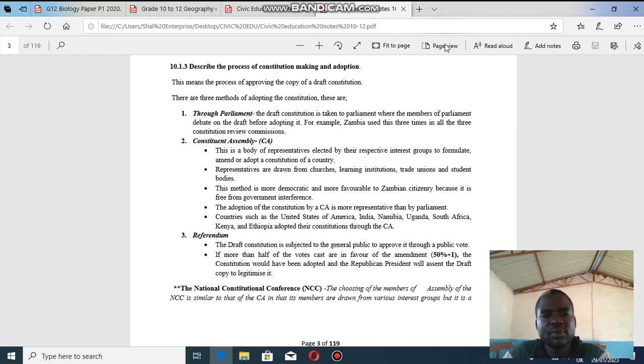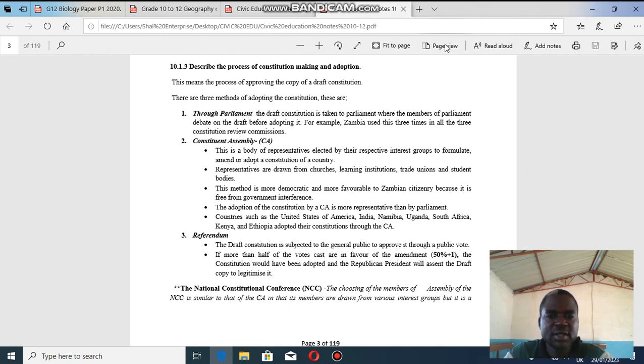So this method is more democratic and more favorable to Zambian citizens because it is free from government interference. So the adoption of constitution by CA is more representative than parliament, because in parliament you have a handful of 250 people, they start manipulating the constitution, and due to some regulations and rules that are there, the majority wins, maybe coming from the ruling party. They bulldoze their way and they start changing things, putting things that are of their interest, not public interest.